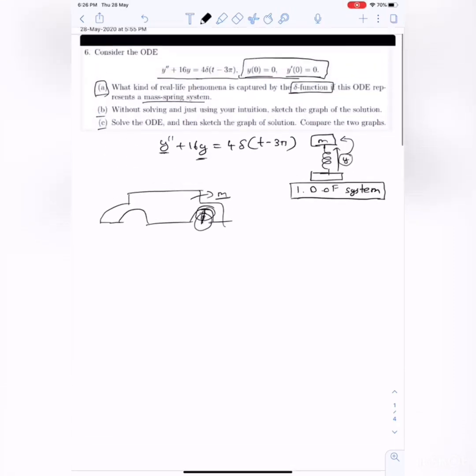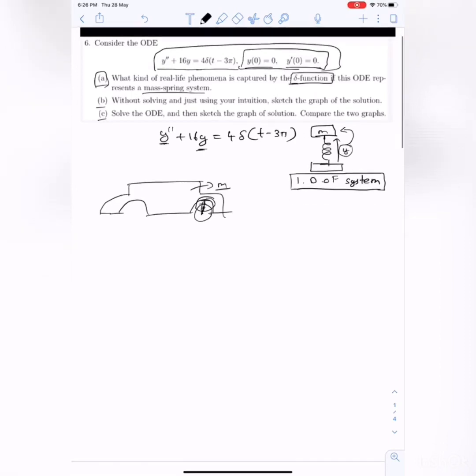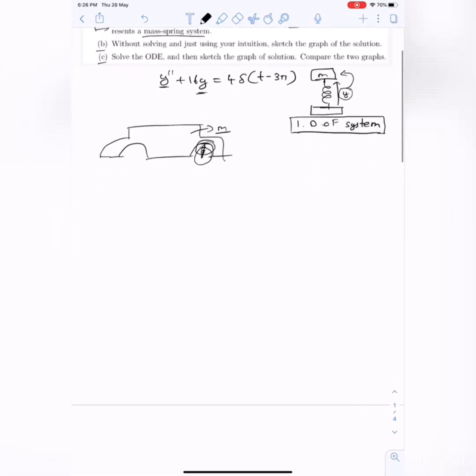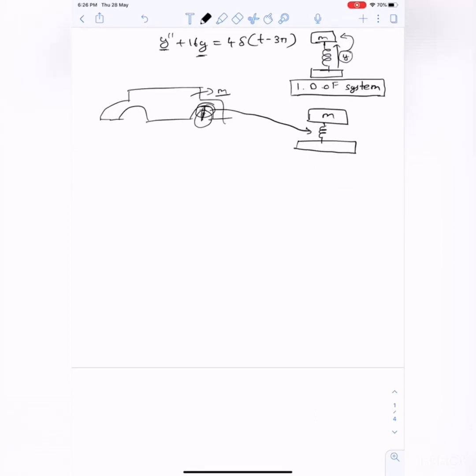So the mass of the car varies, and how do you determine what spring constant you need? By modeling an equation, something very similar to this, but let me show you. You consider the mass of the car to be m, and then you have a spring, which is this spring. Then you just find the equation of motion, and you'll end up with this ODE.